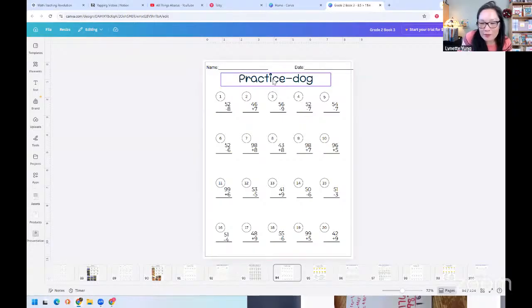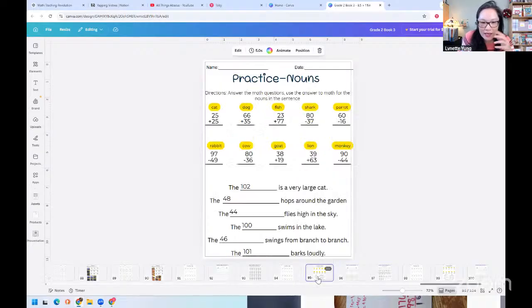I got tired of saying practice A, practice B, so I'm going to add a little word here so they practice their reading. I'm assuming the kids are young, so it'll be like practice dog, whatever. And so I got them to practice nouns. This one was kind of cool.